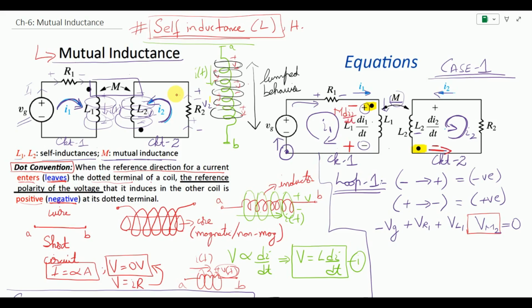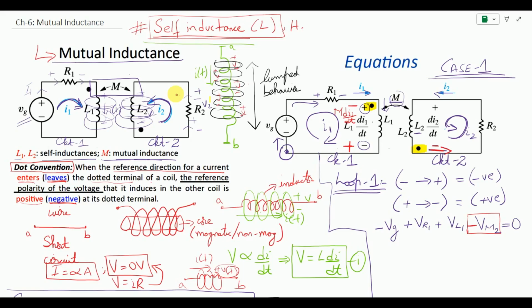di2 by dt. Similarly, if the current was entering this terminal, then the polarity would have been changed to positive and negative. Since now the current is leaving, we are taking the polarity on the first side to be negative, and obviously the other side will be positive. So the effect of M2 on inductor L1 is going to be negative. So this is what we are going to have.